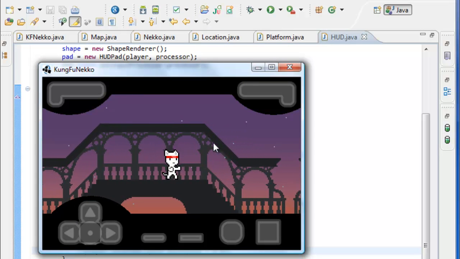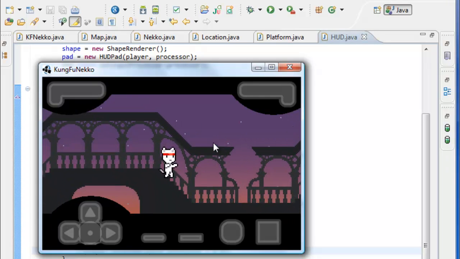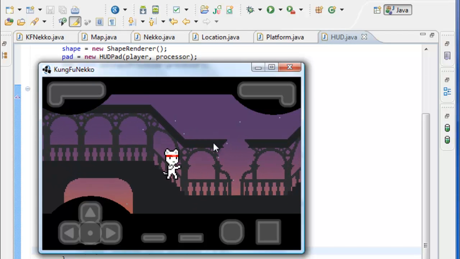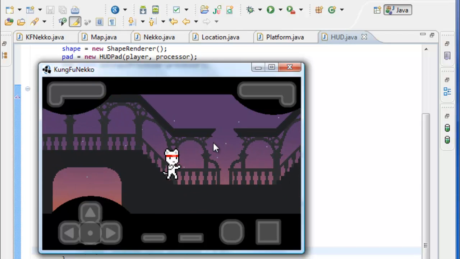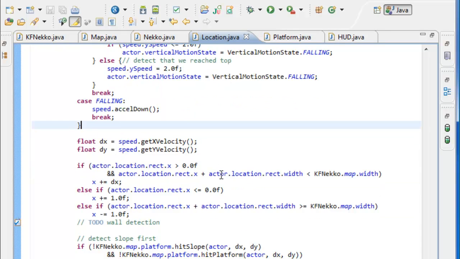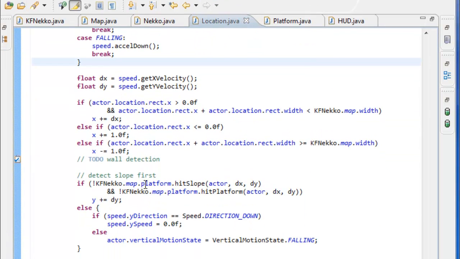So now let's take a look if our slope detection works. It works, right? So we're getting offset. So pretty cool. Now, this crucial thing over here. Let's go back to our location. I said it's very important to detect the slope first. Well, you can detect the platform first, but we're going to detect the slope first, and I'm going to explain why in just a second.